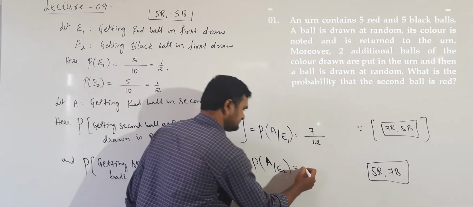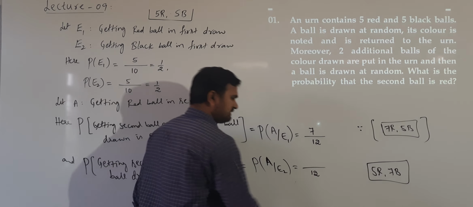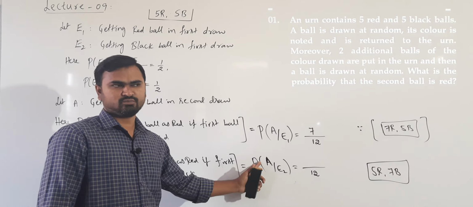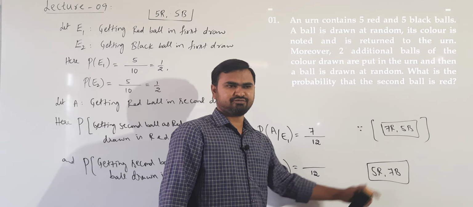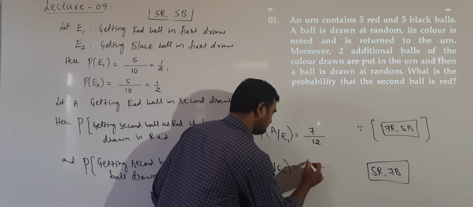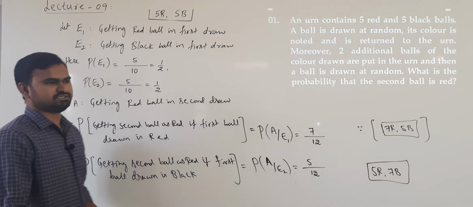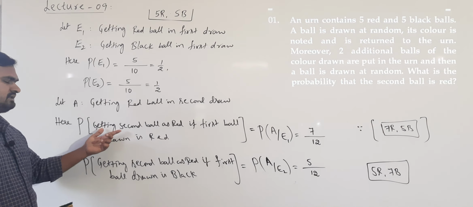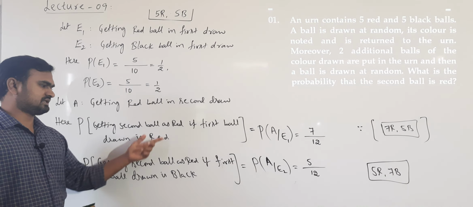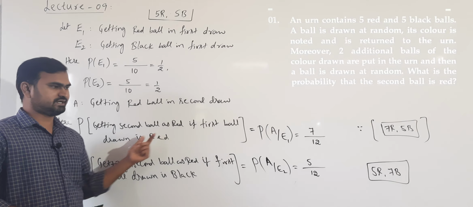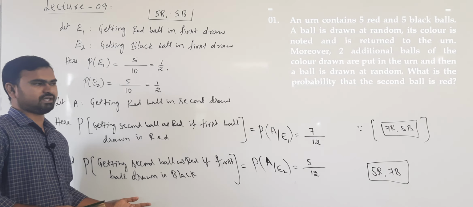So the total is again the same, 12 only. In that, how many are in favor of getting a red ball? Now there are only 5 red balls, so it is 5 by 12. Understand? So getting the second one as red in these two cases: the first one is red or the first one is black.